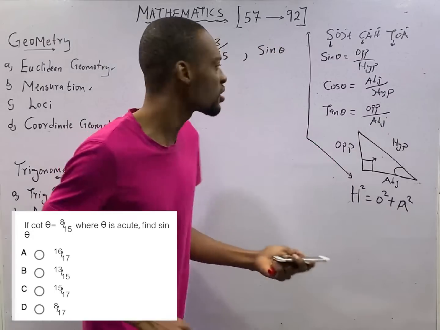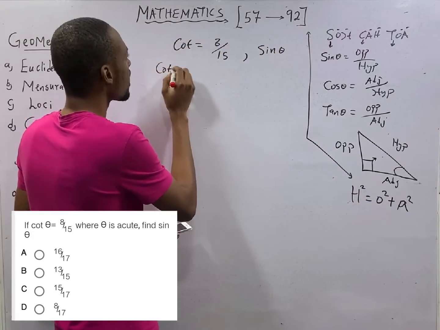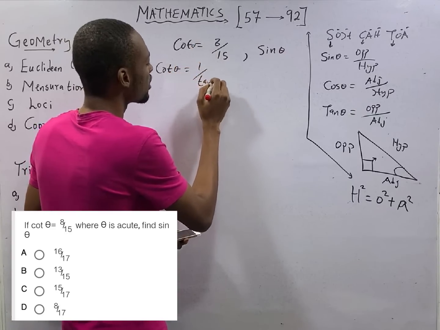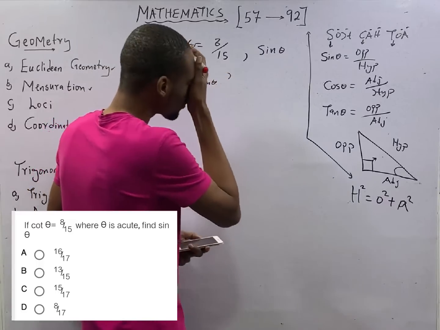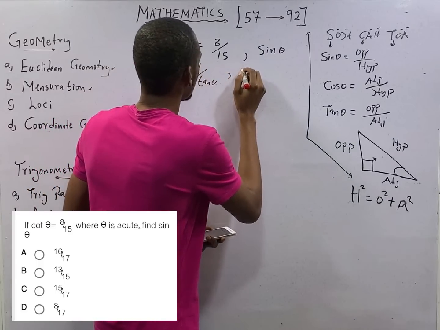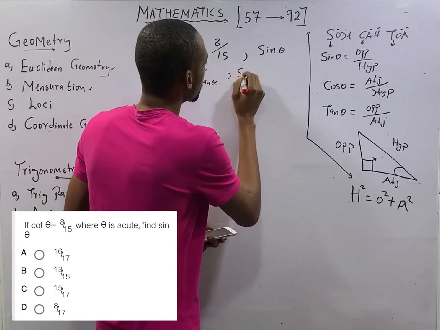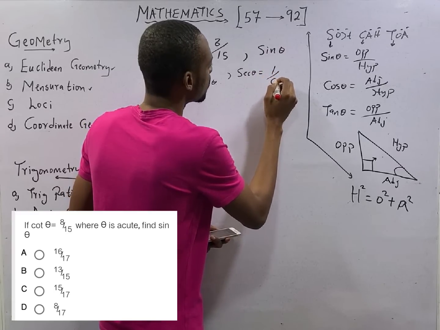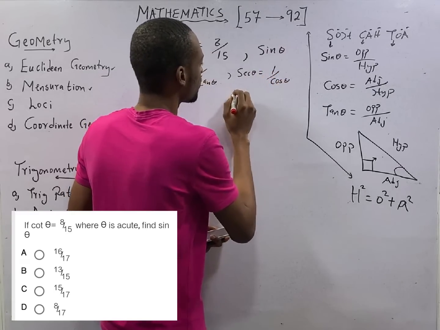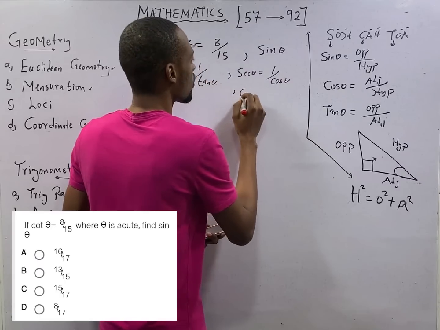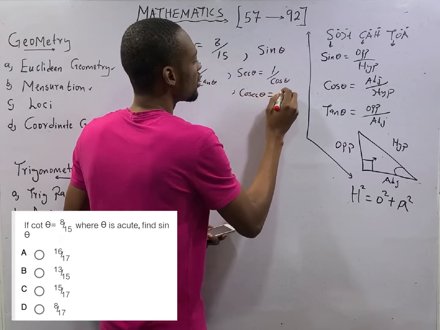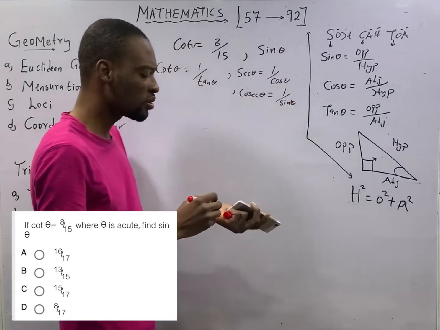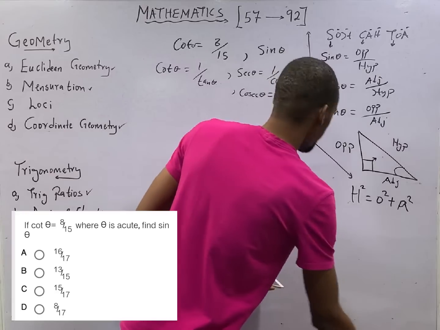Now, what is cot theta? Cot theta is 1/tan theta. Sec theta is 1/cos theta. And cosec theta is 1/sin theta. Take note of all these.